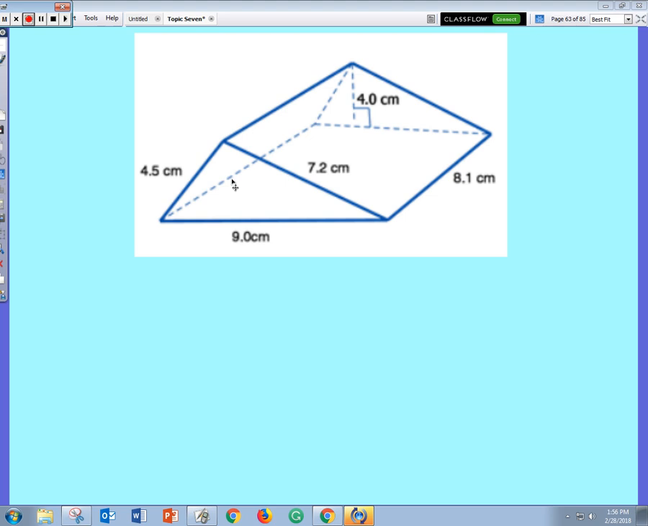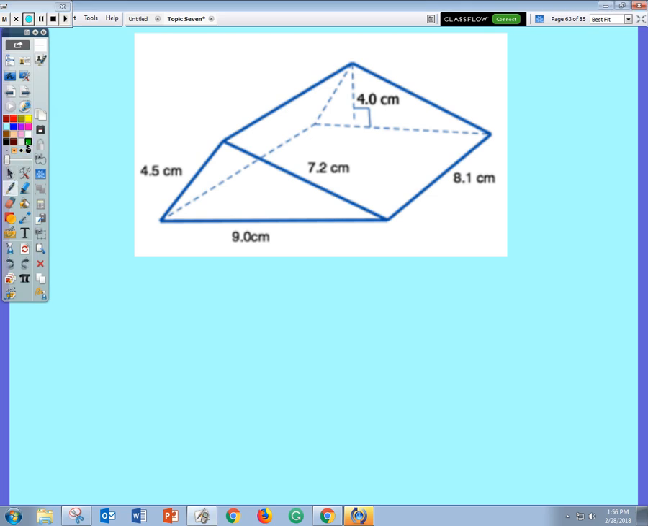Hello boys and girls, wanted to come to you with a video on how to calculate the surface area of a triangular prism. Now I showed this formula to a couple classes. I'm going to just reintroduce it here, and for two classes it's relatively new.